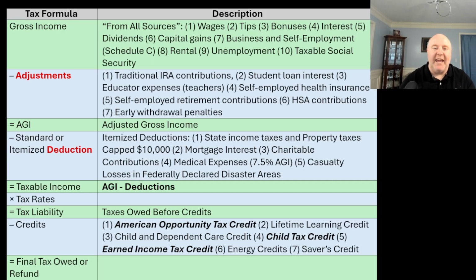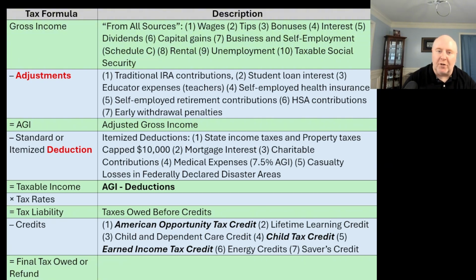Okay, so if we had a $15,000 tax liability and we had a $4,000 American Opportunity Tax Credit, our tax liability is not $15,000 anymore. We subtract out $4,000. Now our tax liability is $11,000. You see, the deduction reduces our taxable income. The credit reduces our tax liability directly. Okay, and that's where we're going to get to the taxes owed or tax refund.